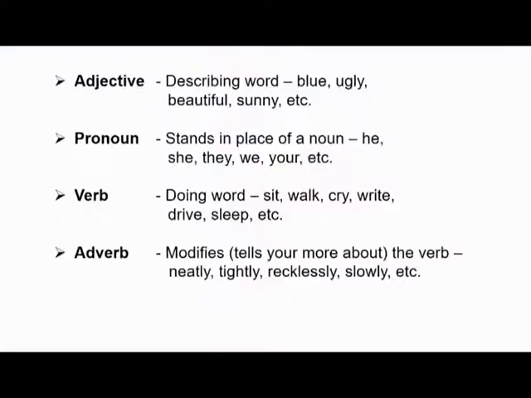For example, the adjective is a describing word, like in the blue sky, the ugly man, a beautiful girl, a sunny day. The adjective actually describes the noun. So if you have a noun and it tells you something about the noun, then it is an adjective. The pronoun stands in place of a noun, like instead of saying Andrew will find Andrew's book, you will say Andrew will find his book. He, she, they, we, you, us, etc.